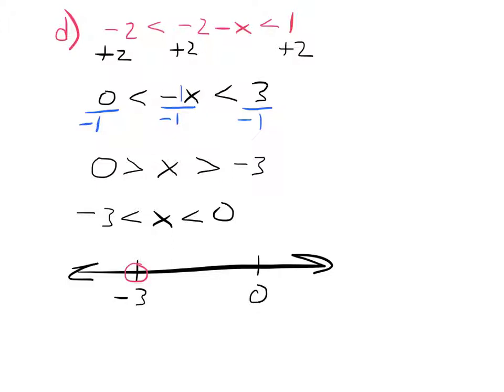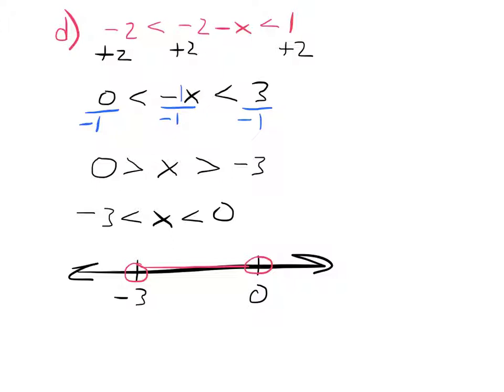I need open circles on both and a line in between. Now I'm not going to be graphing the OR inequalities. You can do the OR inequalities. It's just solving two separate inequalities side by side. It's not really a huge deal. Anyway, good luck.